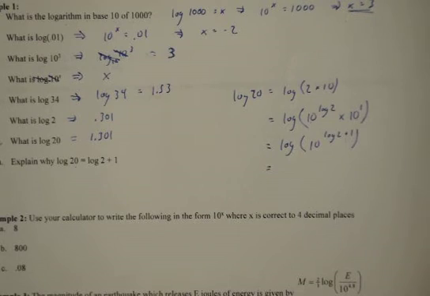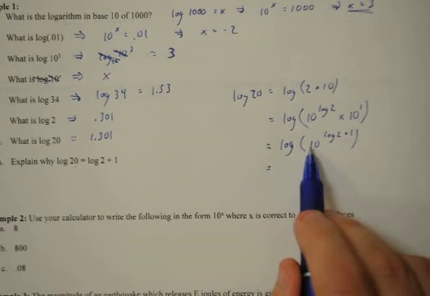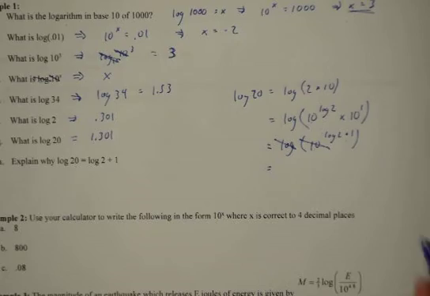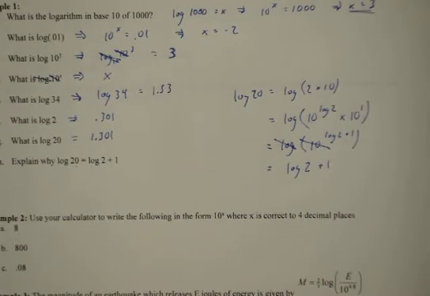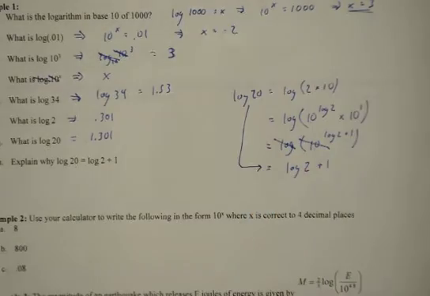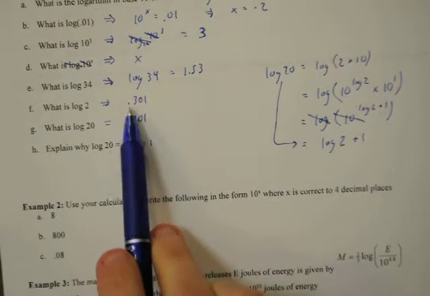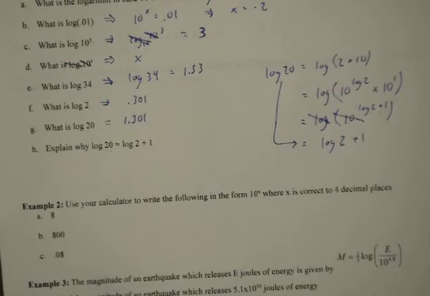And now, if you've got a log of something with a base of 10, these cancel out. So those cancel out, you're left with log 2 plus 1. So there you have it. So the log of 20 is equal to the log of 2 plus 1. You can see that right here. Log of 2 is 0.301. Log of 20 is 1.301.